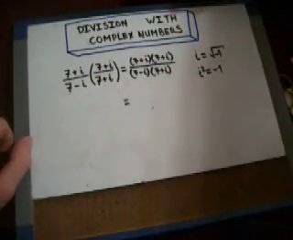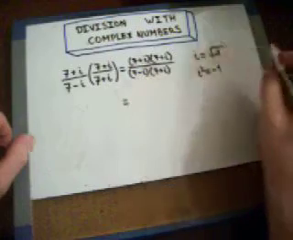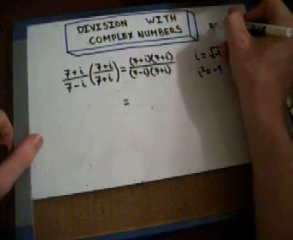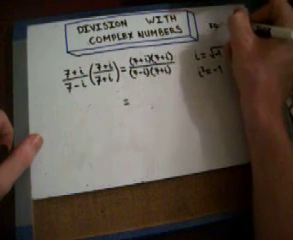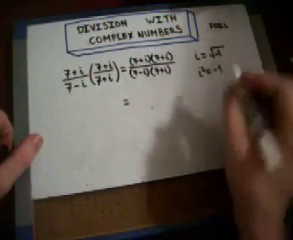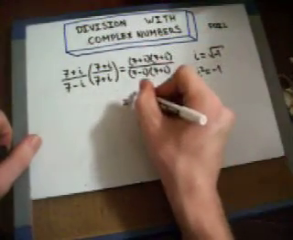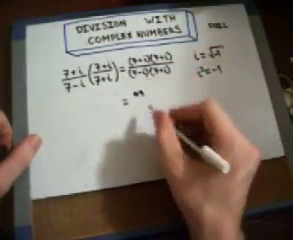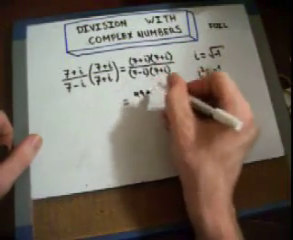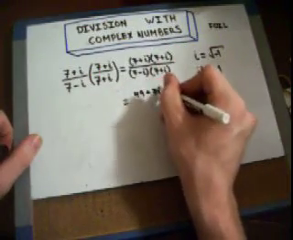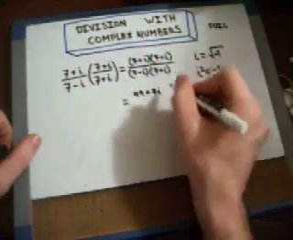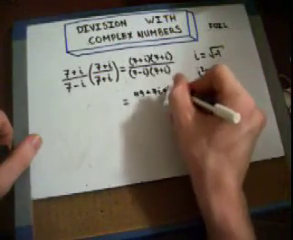Alright, so let's just do that same old business that we did last time. FOIL: first, outer, inner, last. 7 times 7, that's just going to be 49. 7 times i, that's just going to be 7i. i times 7, that's going to be 7i.